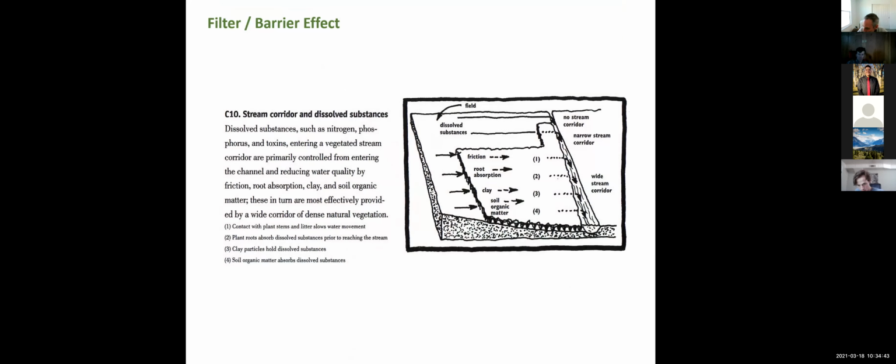And although roadways are perhaps one of the most glaring examples of that filter barrier effect that corridors have, it's not to say that the filter barrier effect is a universally negative phenomenon. And in fact, in the right setting, it can have a very positive influence on the landscape.